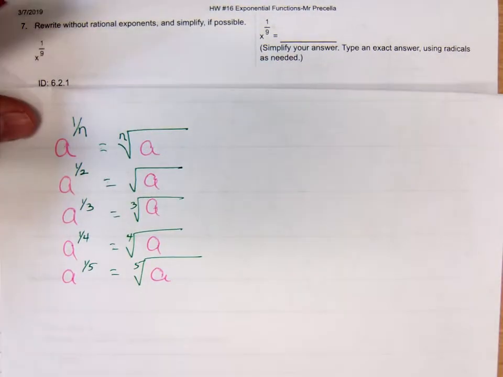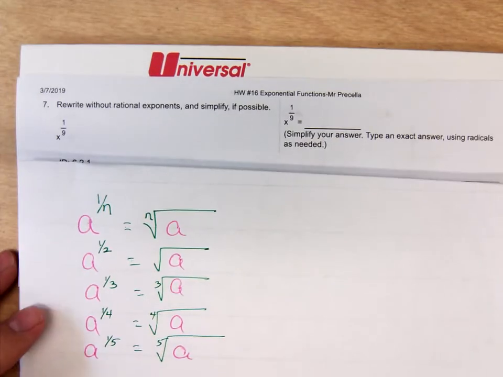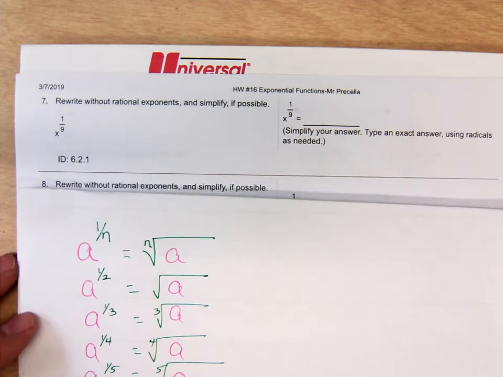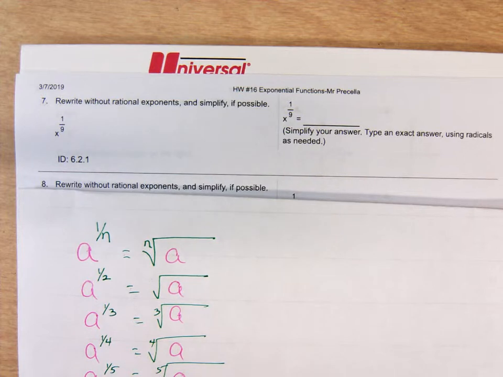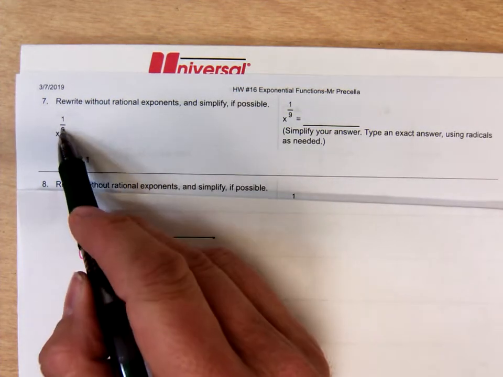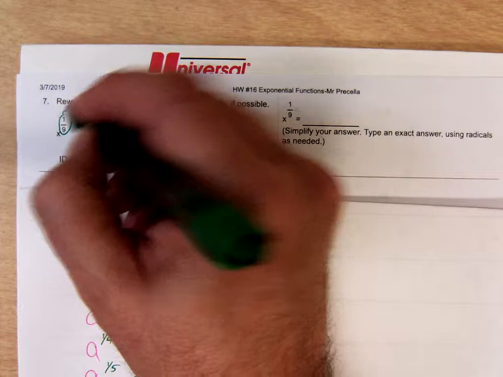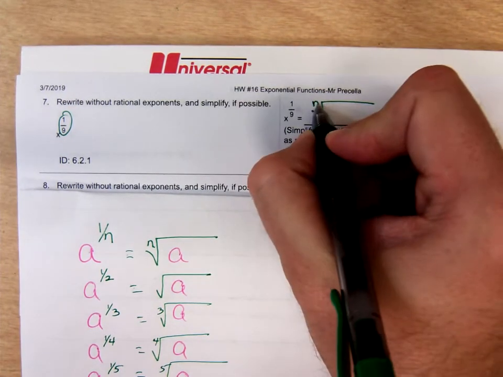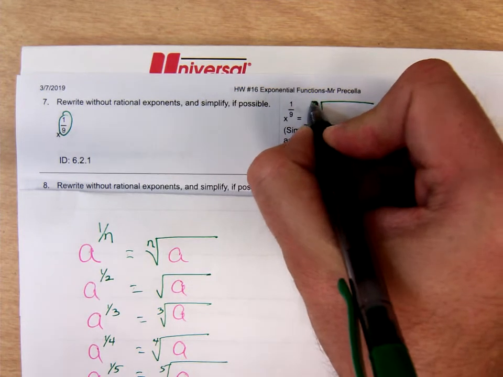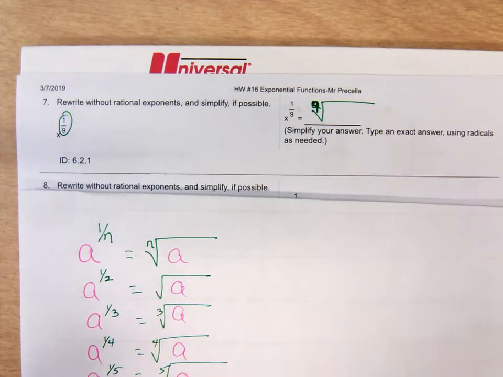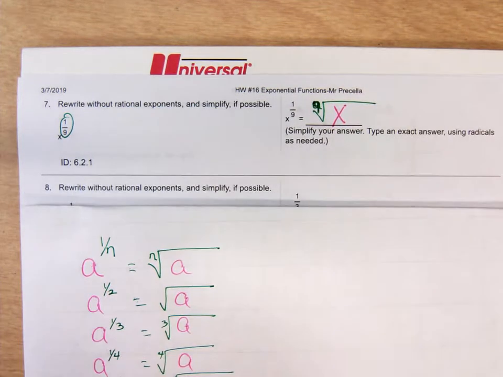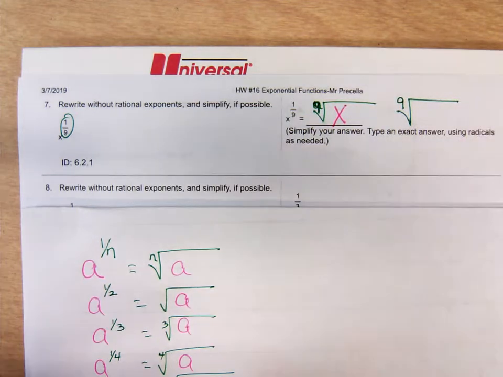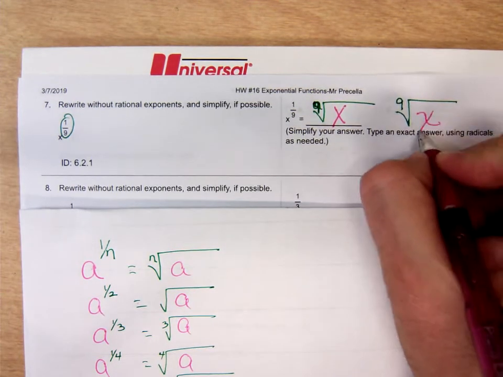Number 7 says, rewrite without the rational exponent. It says simplify, but there's really nothing much you can do. So a 1 over 9 exponent would be a ninth, oops, not an nth root, a 9th root of x. In fact, since it is hard to tell, let me write it neater. A 9th root of x.